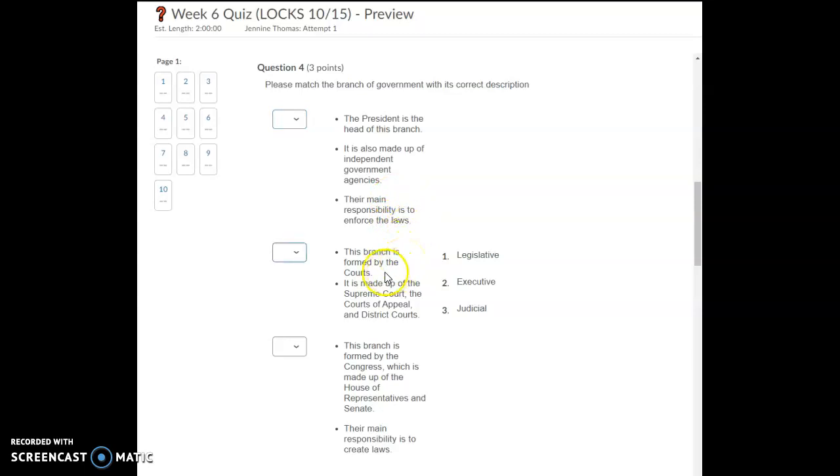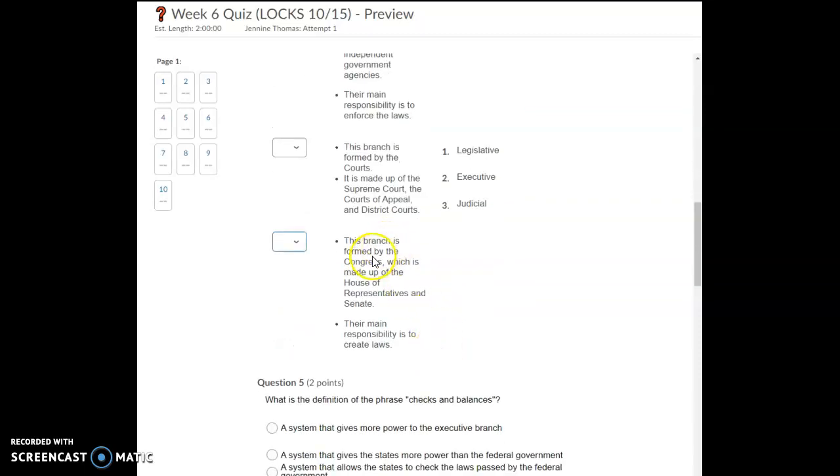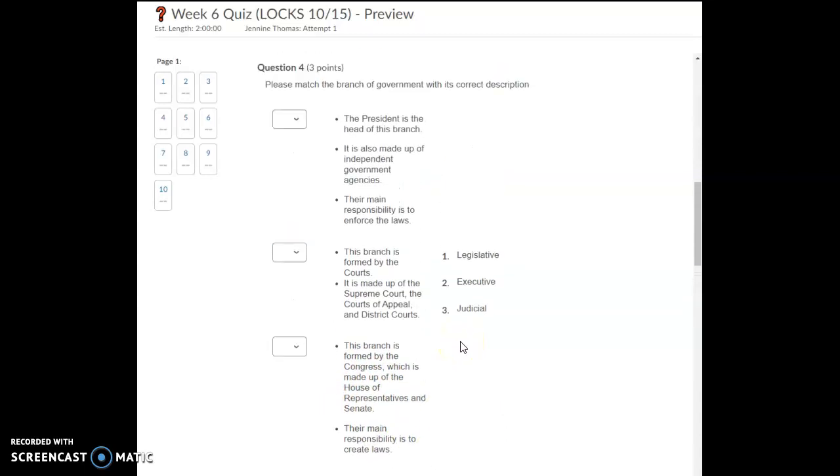This branch is formed by the courts. It is made up of the Supreme Court, the Courts of Appeals, and district courts. Again, you're choosing either legislative, executive, or judicial. And lastly, this branch is formed by the Congress, which is made up of the House of Representatives and Senate. Their main responsibility is to create laws. Just a note, on your quiz, these items might be in slightly different order, but all of the information is the same.